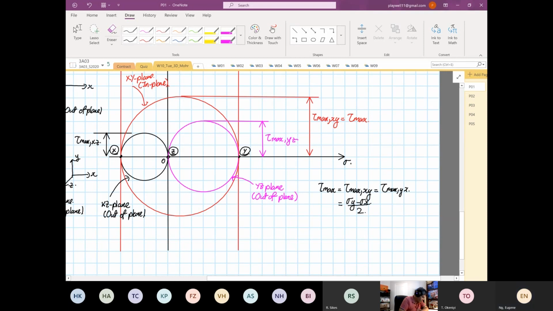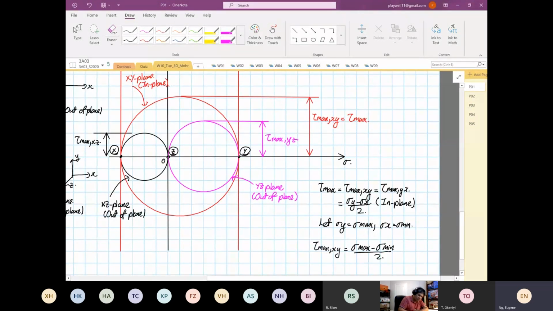divided by 2. Okay, and now for this case, our maximum shear is now what? In plane. Okay, our maximum shear is in plane. So if we let stress Y be equal to stress max and stress X equal to stress mean, your shear XY or shear max XY is equal to shear max, normal stress max minus normal stress mean, divided by 2.